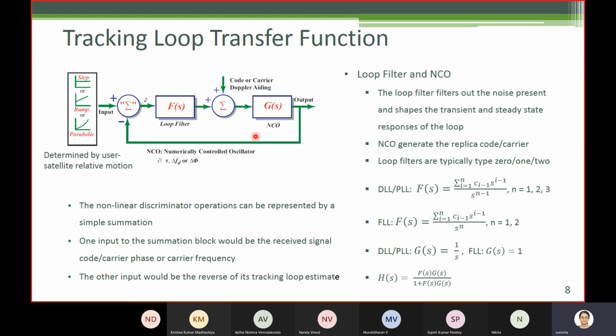Operating better means it can narrow down tau further. It can provide more accuracy. It can operate at lower signal-to-noise environments. It can operate in higher dynamics, meaning if this changes fast, then also the loop can operate properly if we can have some external aiding. That's why this summation block is shown here.